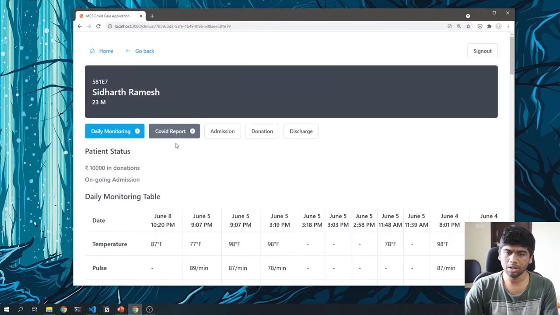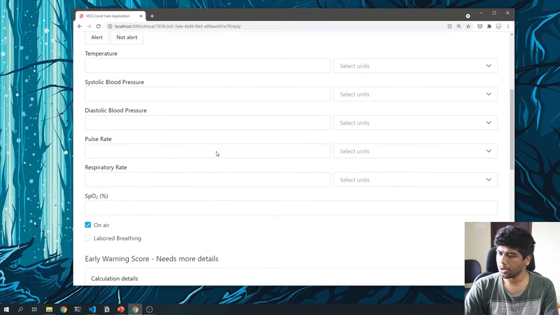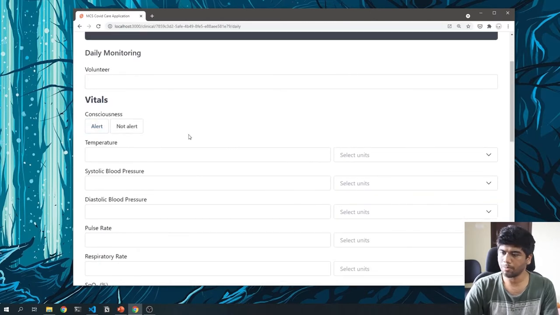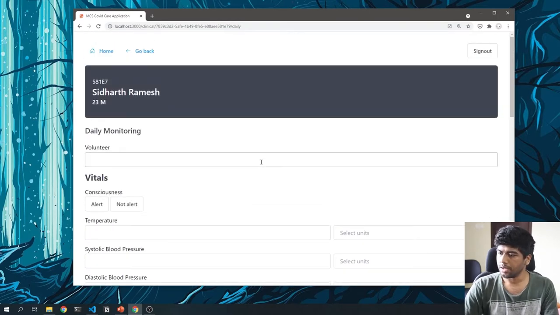If you take a look at the daily monitoring sheet, you can see that it looks much more complex than the patient registration sheet. And that's what we'll be talking about today. The patient registration sheet was a FHIR native form, which meant that our front-end application directly communicated with the FHIR server and it did all of the operations on the FHIR server. The state was maintained completely on the FHIR server.